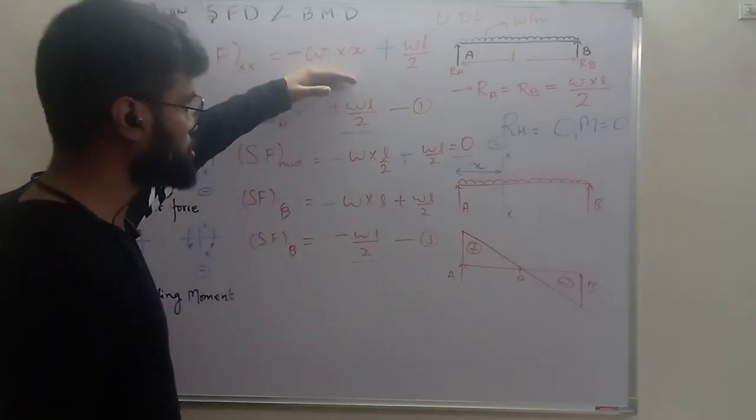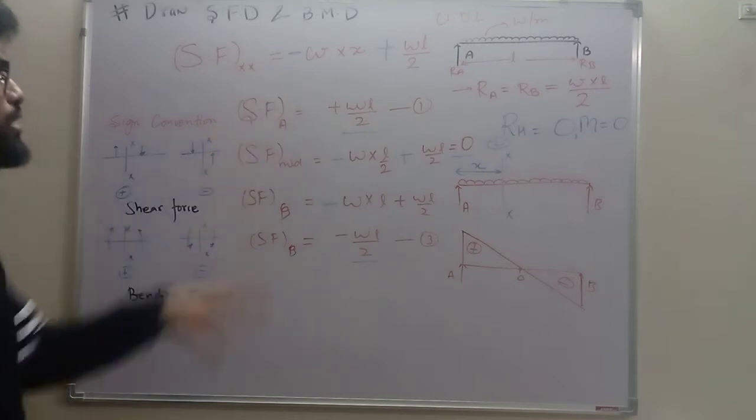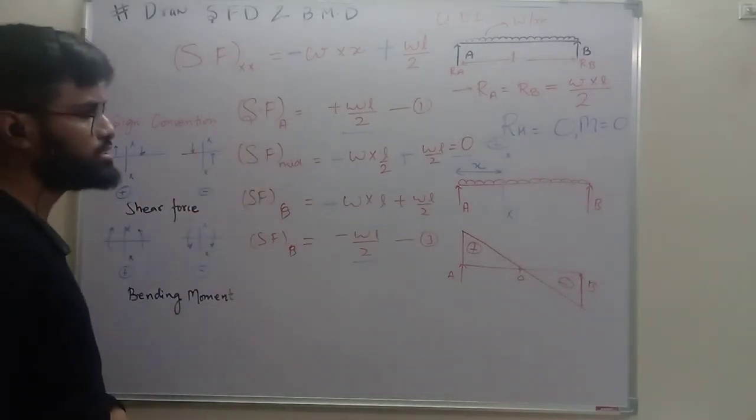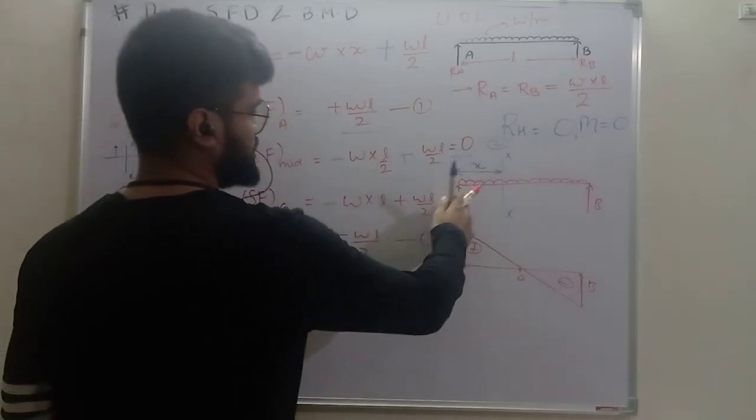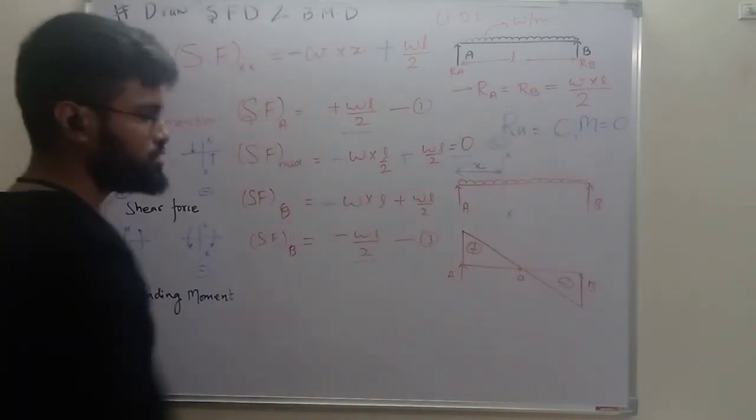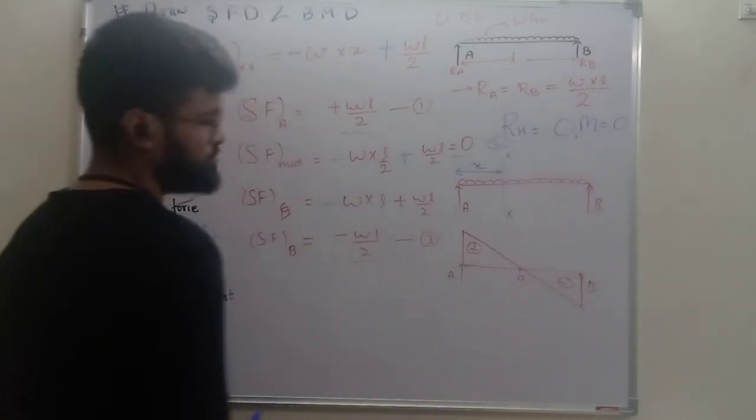We have to write the shear force equation, and at different positions, we need to put the values of x by considering different sections. Section here, section at midpoint, section at B. We will get the values of shear force, and then we just have to draw the shear force diagram.